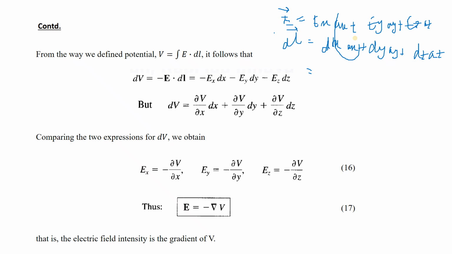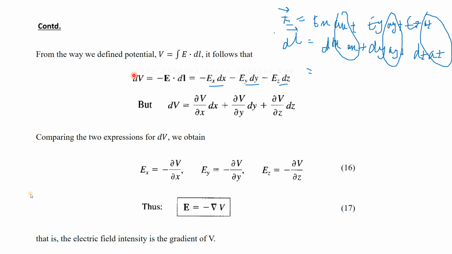Now if you do the dot product between them, what result will you get? According to the unit vectors, you have to do the dot product. So it is Ex dx plus Ey dy plus Ez dz. There is a minus sign before, so it is minus Ex dx minus Ey dy minus Ez dz. That is what you get.